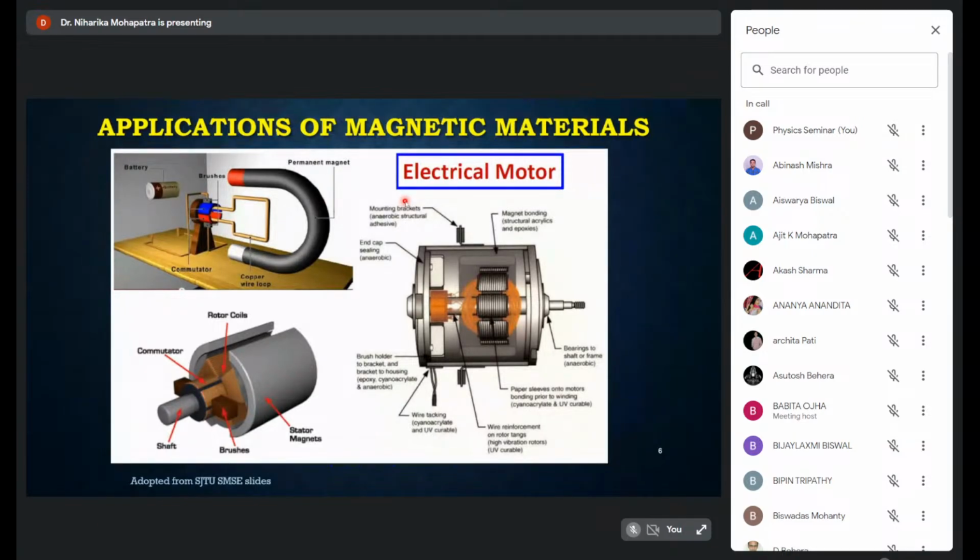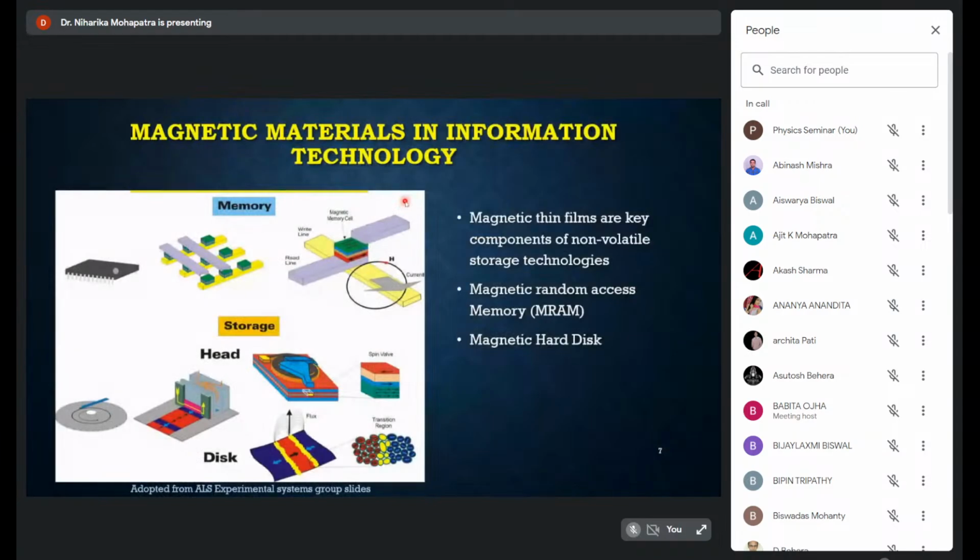But most of the advanced application that you will find in information technology, in memory devices, your RAM, your magnetic hard disk. So we try to make more compact. We try to miniaturize things. So all these are possible because of the technology that we find on the application of different kinds of magnetism that we do.